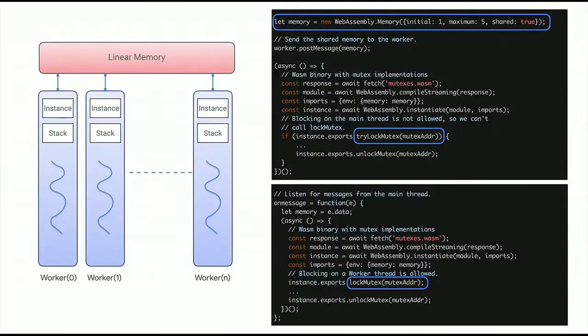So the API to create a WebAssembly memory remains almost the same. If you look at the first line there, you create a WebAssembly memory with a shared flag and a mandatory maximum. This creates a shared array buffer underneath with the initial size that we've specified there, which is one page of memory.